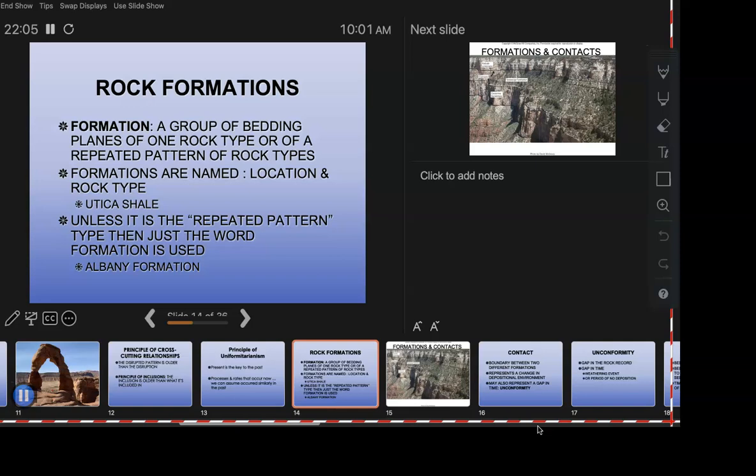Now, if it's a repeated pattern, shale, limestone, shale, limestone, shale, limestone, which is very common, they usually use the word formation. Still have the name. Where is it best shown? Where was it first shown? So the Albany Formation is another great example. I forget exactly what rocks are included in the Albany Formation. It'd be a good guess, though, that it is shale and limestone. There's a lot of that around here.